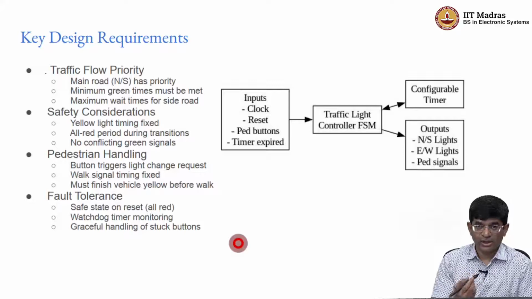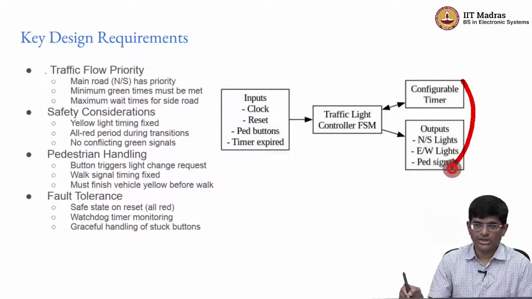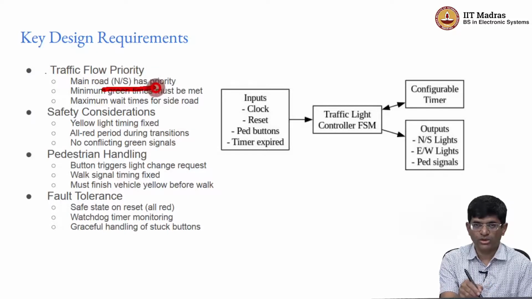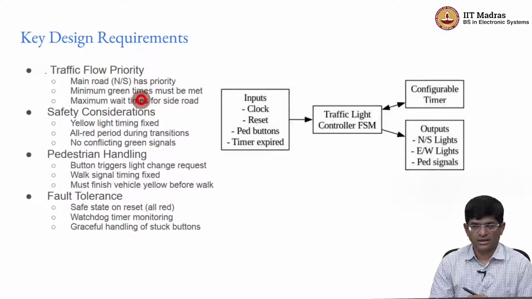So there are a few design requirements that we have. We have already specified what our inputs and outputs are. We need to give certain priorities, right. The main road north south has highest priority. If there is a pedestrian trying to walk along the main road, or rather if there is traffic on the main road, then they get priority. And we can also have something which says there must be a minimum green time. In other words, let us say that north south has just turned green, right. What if a pedestrian again immediately comes in there and presses the button saying I want to cross from east to west? It does not matter. Usually they need to wait so that there is a certain guaranteed amount of time for north south green.